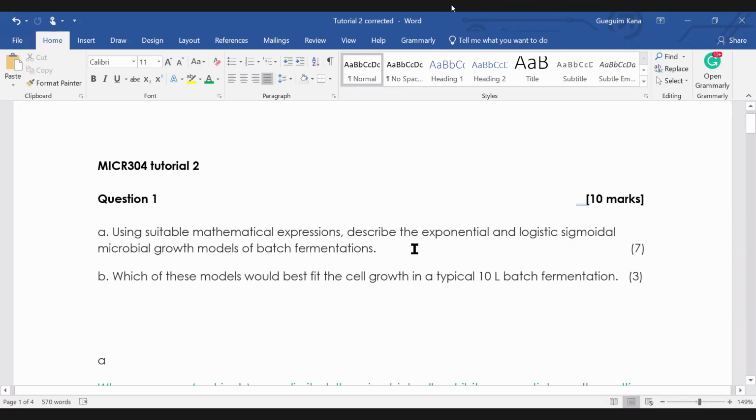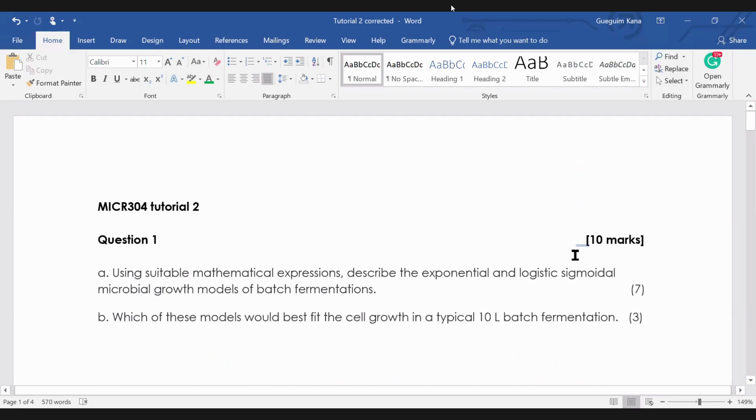Here, question one says, using a suitable mathematical expression, describe the exponential and logistic sigmoidal microbial growth. Remember that in the class we said that the exponential growth applies during a log phase, and that it assumes that growth proceeds indefinitely. That is, it does not account for the deceleration of stationary phase.